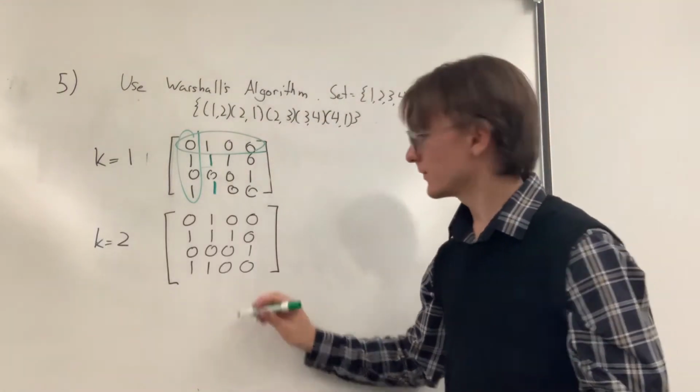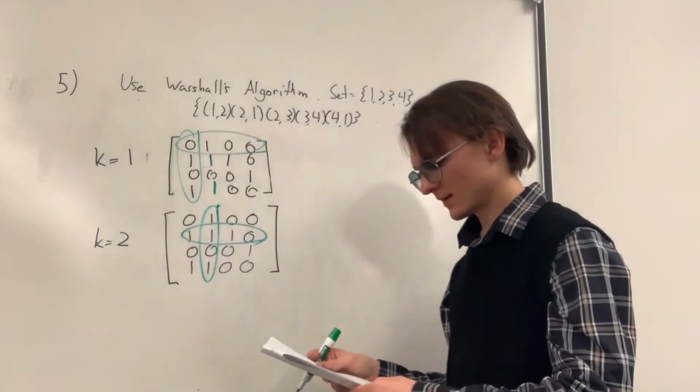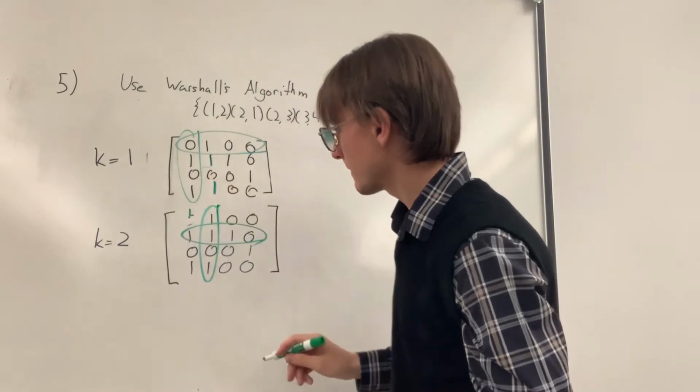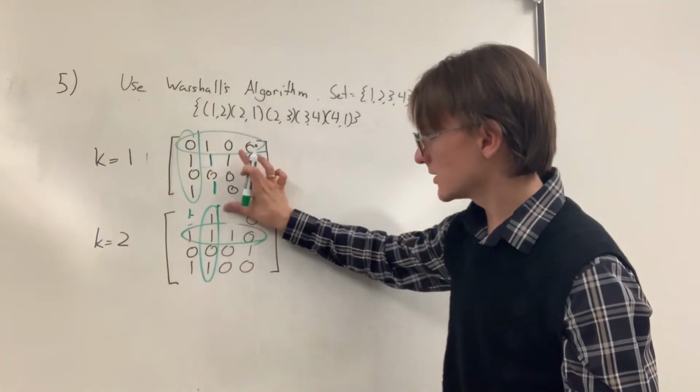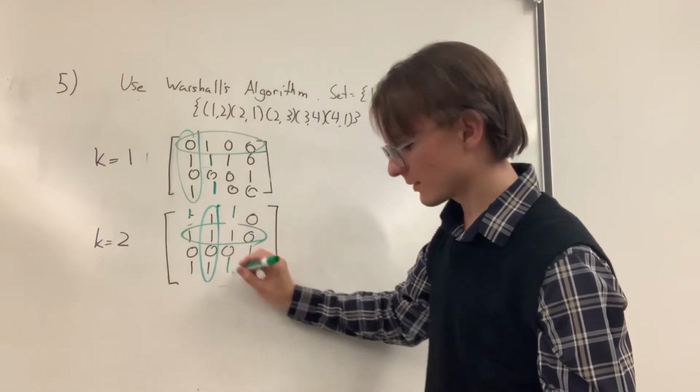How about loop 2? We look at the second column and the second row. These two 1s intersect at this 0, so it becomes a 1. These 1s intersect at this 0, so it becomes a 1. This 0 becomes a 1 as well.